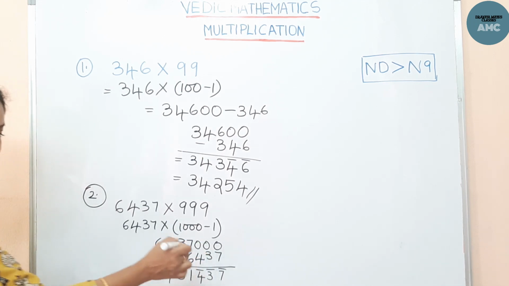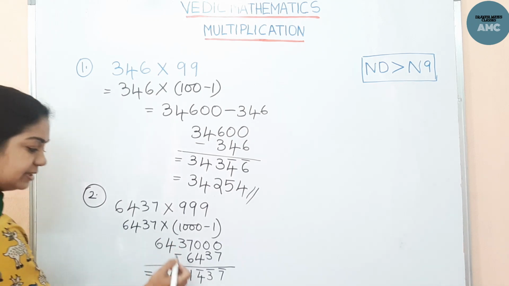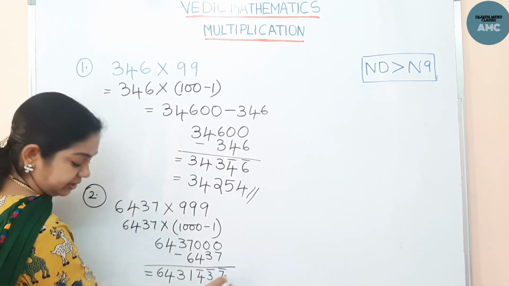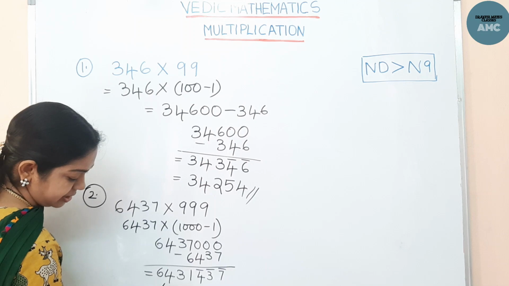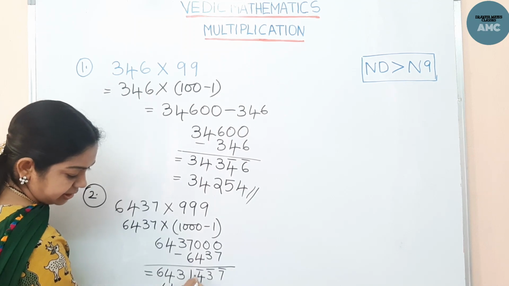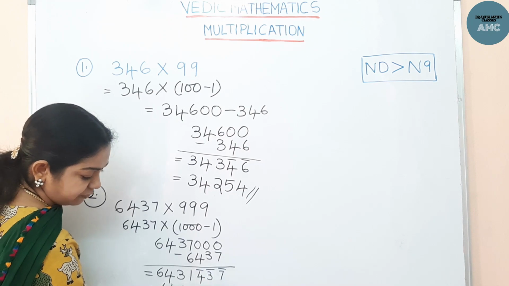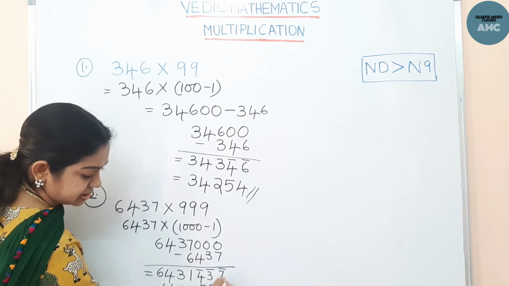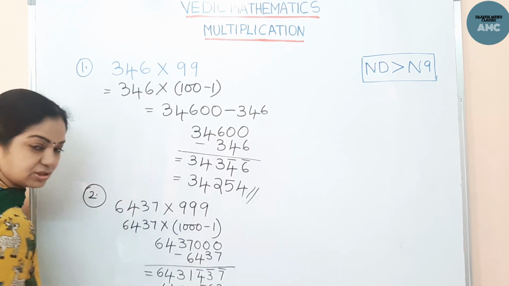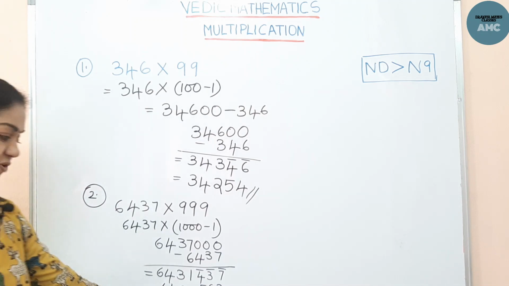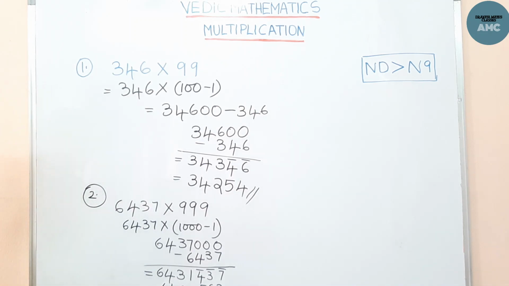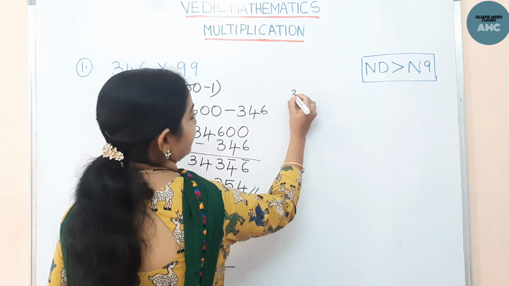Here physically, if the subtraction is not possible, then only we can write the vinculums. Now the actual number here, I'll write 6, 4, 3. Here we have to decrease 1, so 0. Here 9 minus 4 is 5. 9 minus 3 is 6. 10 minus 7 is 3. So the actual product is 6430563. Right? Now let us take another one.